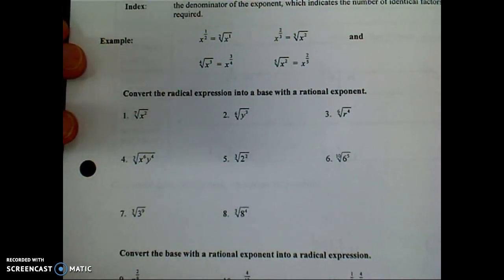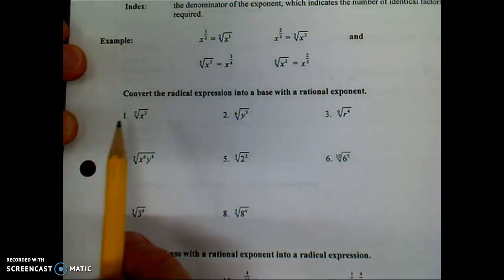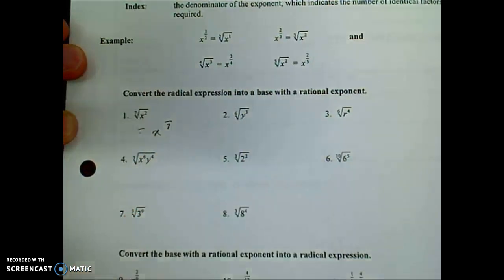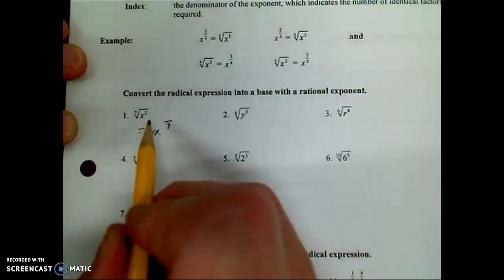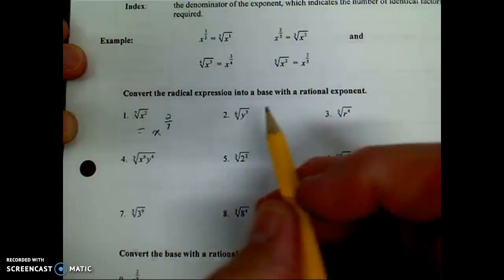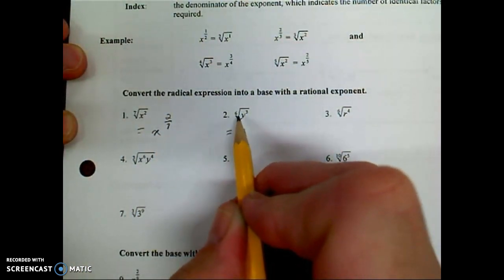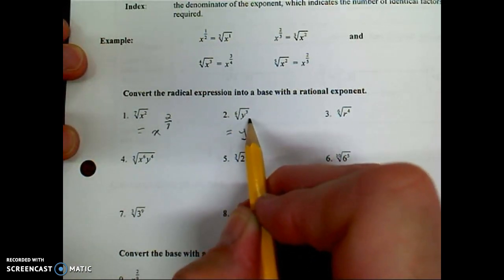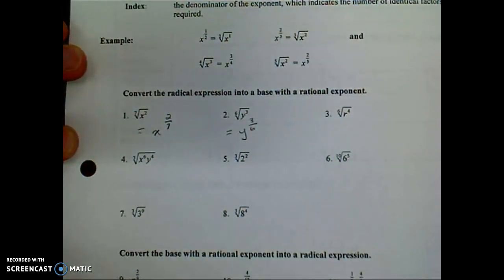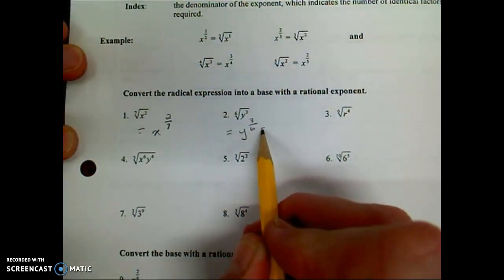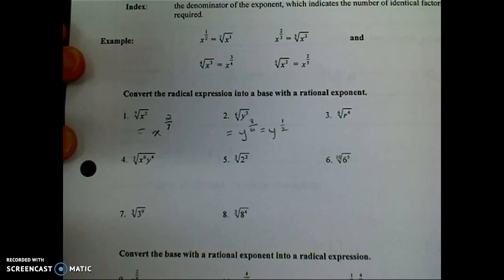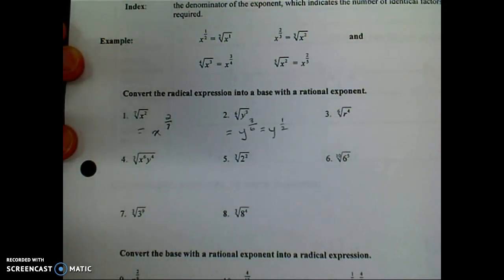So convert the radical expression into a base with a rational exponent. So remember, our index is going to be our denominator. So the denominator of the fraction is 7 because this is a 7th root, and then it's x squared, so x to the 2/7. Similarly, y to the third, and we're taking a 6th root. Is it okay to simplify that fraction? It turns out that this will be equivalent. That's the same as taking the square root of y.